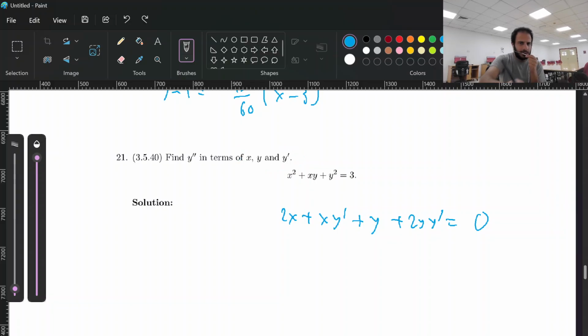So we can start differentiating again. We get 2 plus. Now I will differentiate this part, okay? x y prime using product rule. So it will be y prime plus x. So y prime, we fix x. I mean, we differentiate x, it's 1. Then we fix x and we differentiate y prime, right? Which is y double prime. Good?